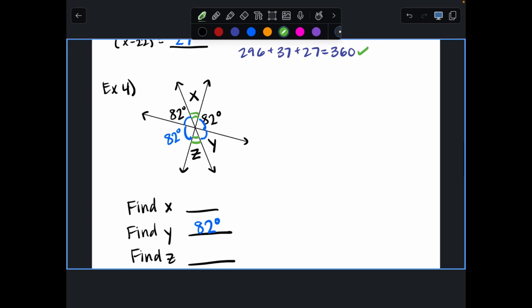So now we need to find X or Z, and we know that this whole part would be equal to 180. We call that a linear triple. So we have linear pairs that equal 180, and this would be a linear triple. So 82 plus 82 plus whatever X is equals 180. 16? Yes, X equals 16, which means what does Z equal? 16.